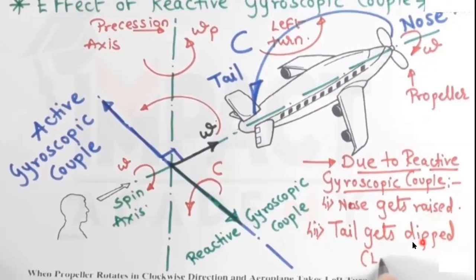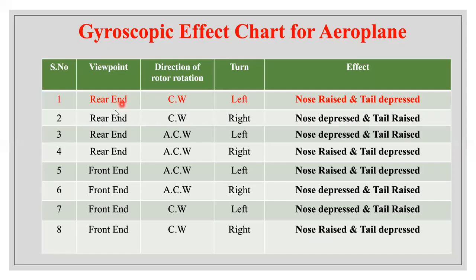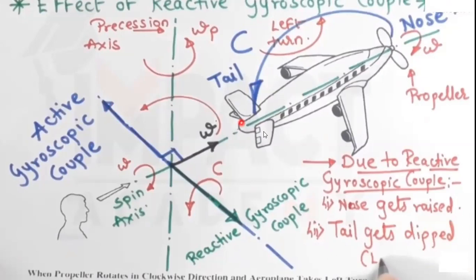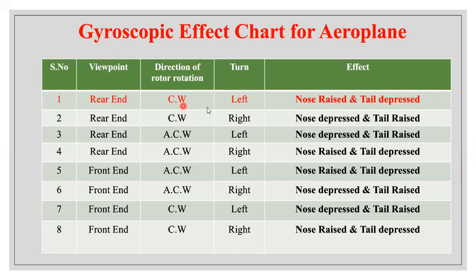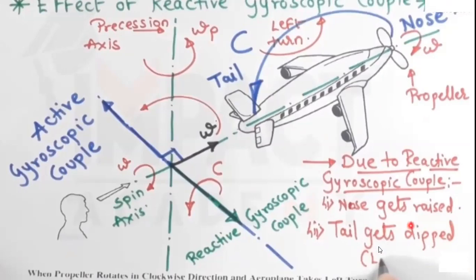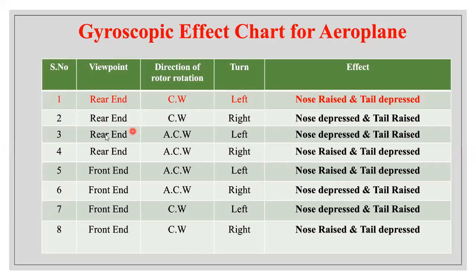We can also cross check in the table column. This end is called rear end or tail end. We can call it tail end or rear end. This end is called nose end or front end. So rear end, clockwise direction, left: nose raised and tail depressed. Nose raised, tail depressed. Similarly, we can have the combination with the remaining three cases also.